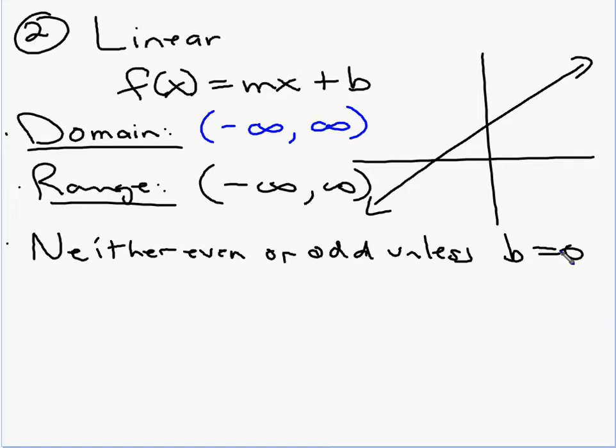Okay? If it goes through the origin, at that point we would say then it is odd. Okay? So there's our second family member. Our family is growing. We have another family member we've already met this year and invited over for Thanksgiving dinner.